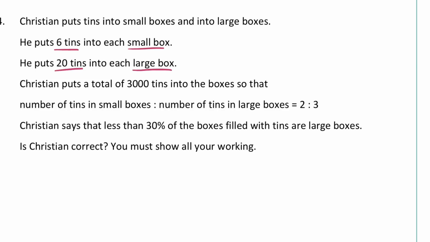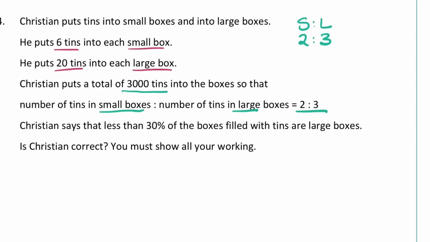So those last 2 lines are asking us what we need to work out. So we need to work this out and then we'll think about the 30%. At the moment, there's too much information there to even try and think about that. So let's look at what we've been told. Christian puts a total of 3,000 tins into boxes, and then small to large is 2 to 3. Now let's get rid of those 2 lines by writing that as a ratio to the side. So we have small and large, 2 to 3.